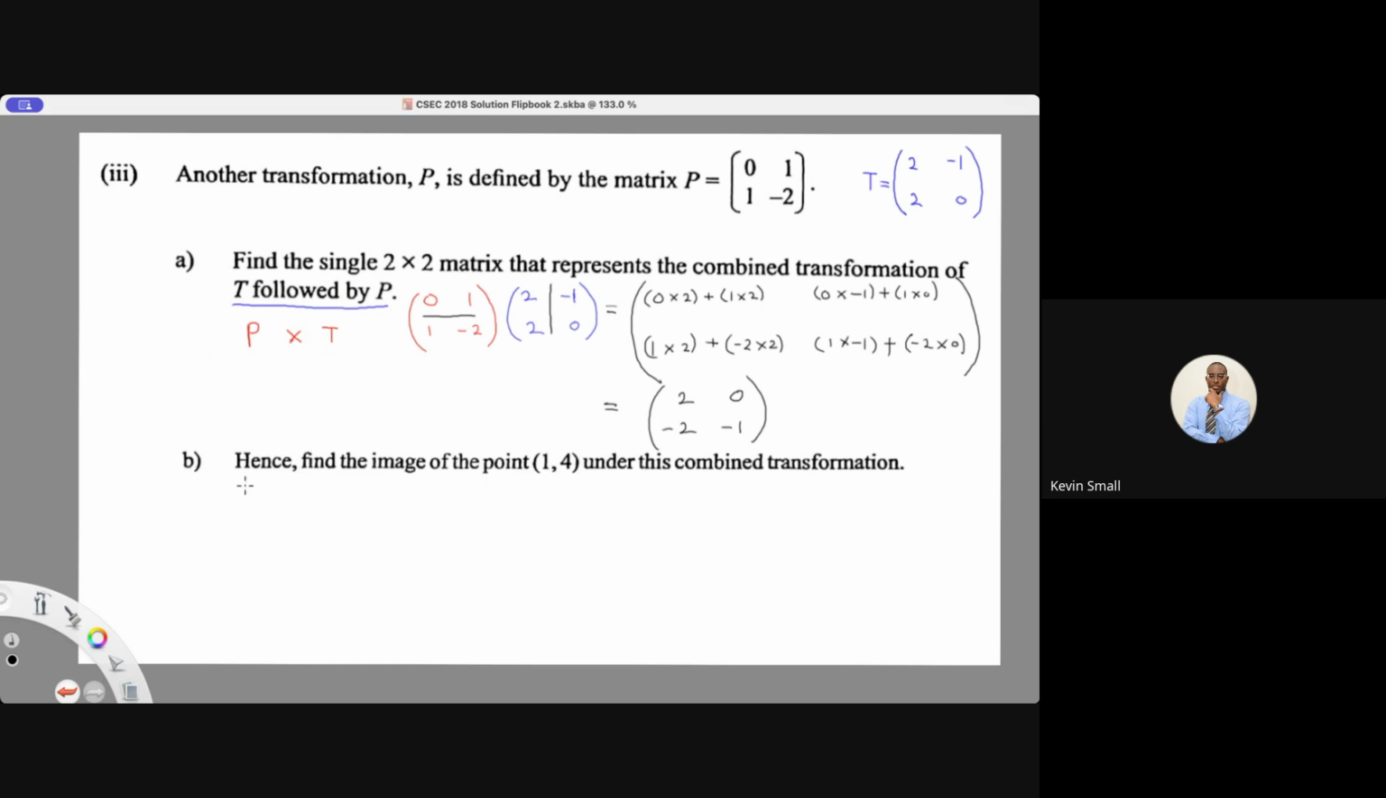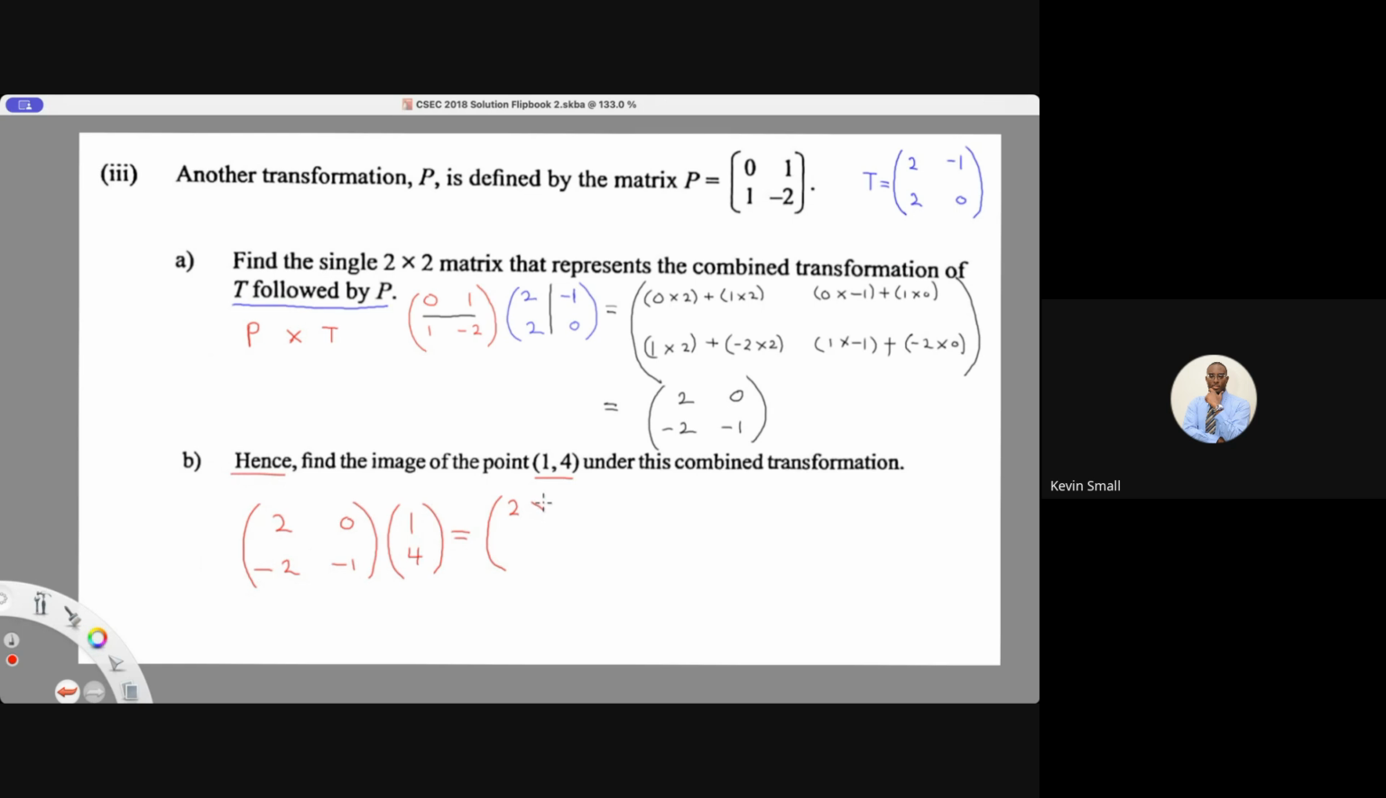Now, if it says hence, it means you have to use the previous answer to work out this part. So what is (1, 4) under this transformation? It means you take your answer, 2, 0, negative 2, negative 1, and multiply by the vector (1, 4). So you put it as a vector (1, 4). And I'm going to do this really quickly because of time.